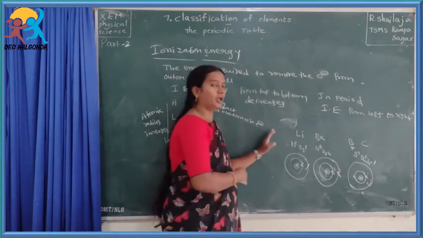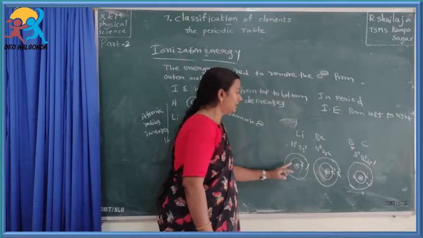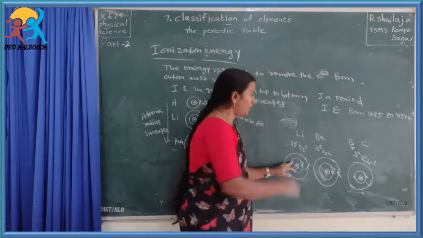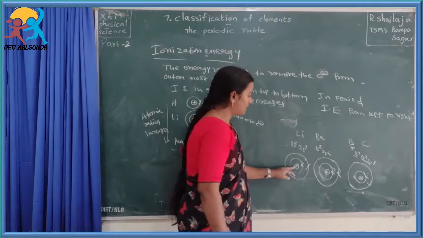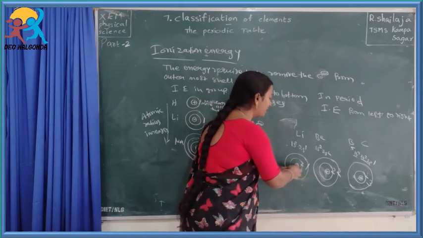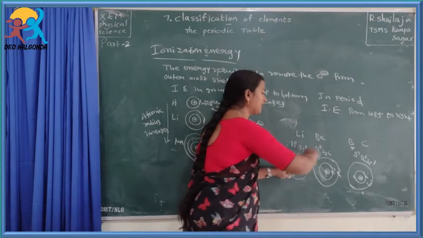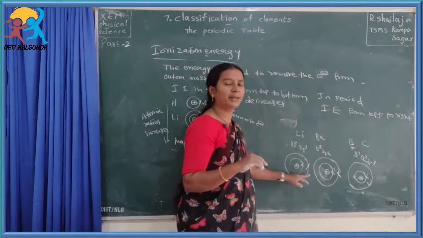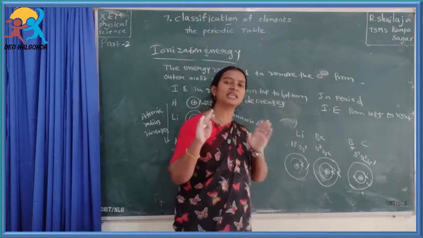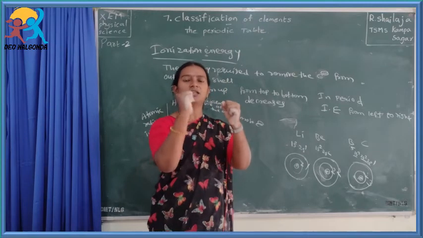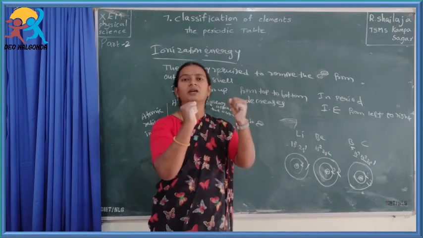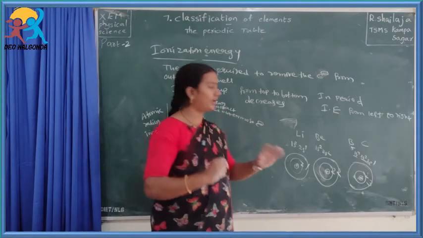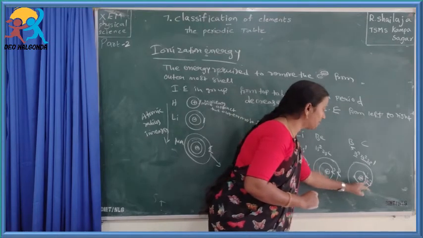Okay, in a period from left to right, the number of electrons in the outermost shell increases. So the attraction between the nucleus and the outermost shell changes, in the same space, only the number of electrons increases. The number of protons in the nucleus and the number of electrons in the outermost shell increase in the same space. So the attracting power increases.